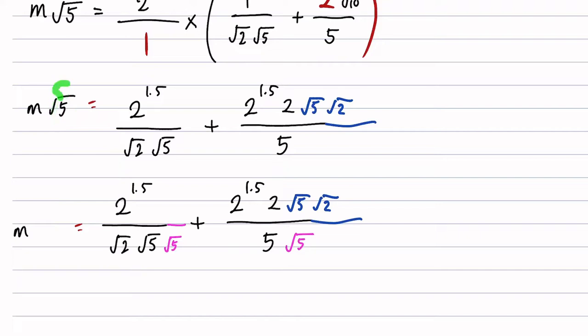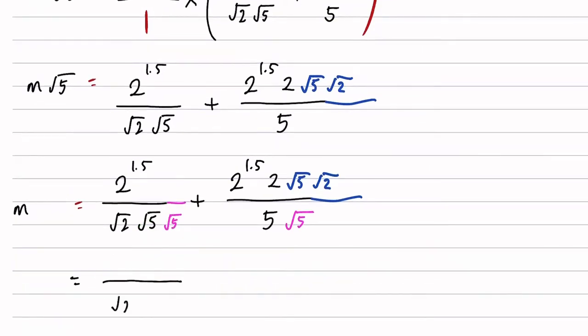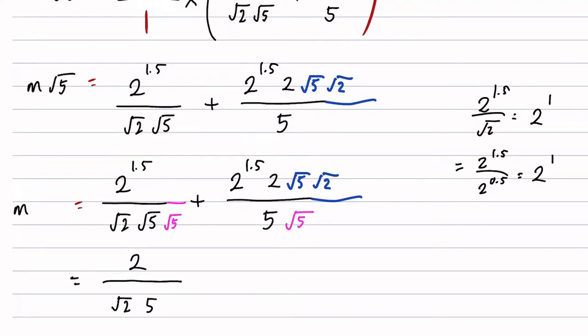Simplifying, square root 5 times square root 5 is just 5. So square root 2 times 5. But wait, 2 power 1.5 over square root 2, what's that? That's just 2, so 2 over 5. Just to explain: square root is power half, so 2 power 1.5 over 2 power 0.5. You subtract the powers: 1.5 minus 0.5 is just 1. So it's just a 2 on top, then 5 at the bottom.